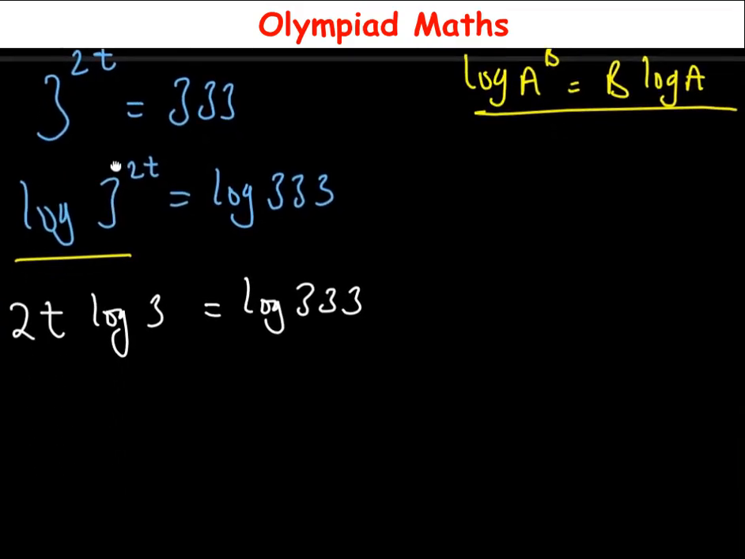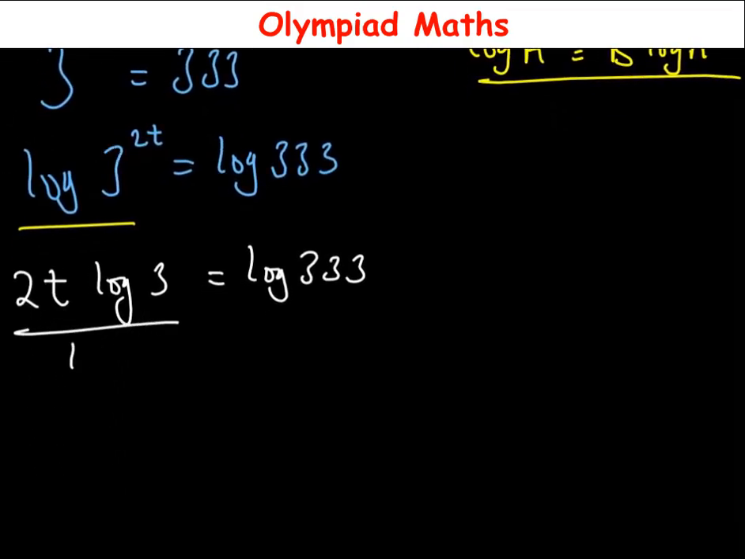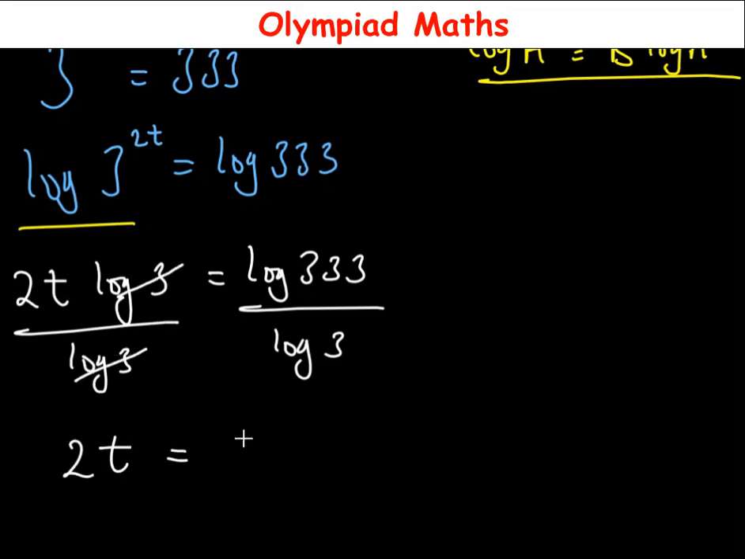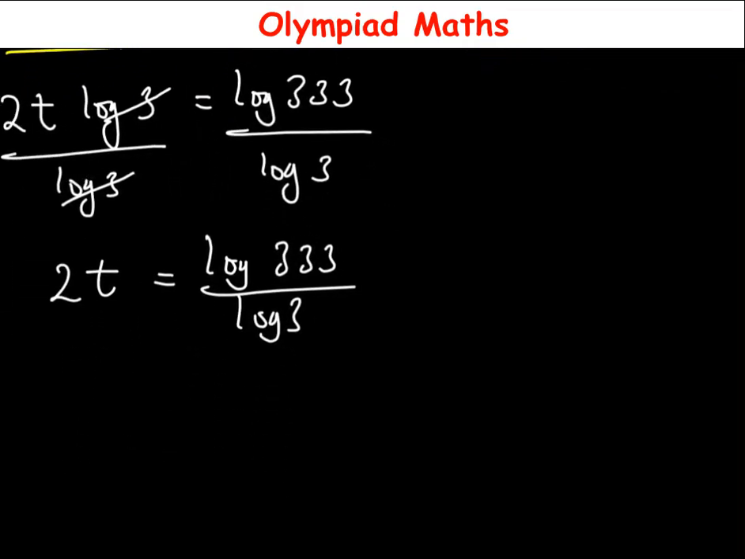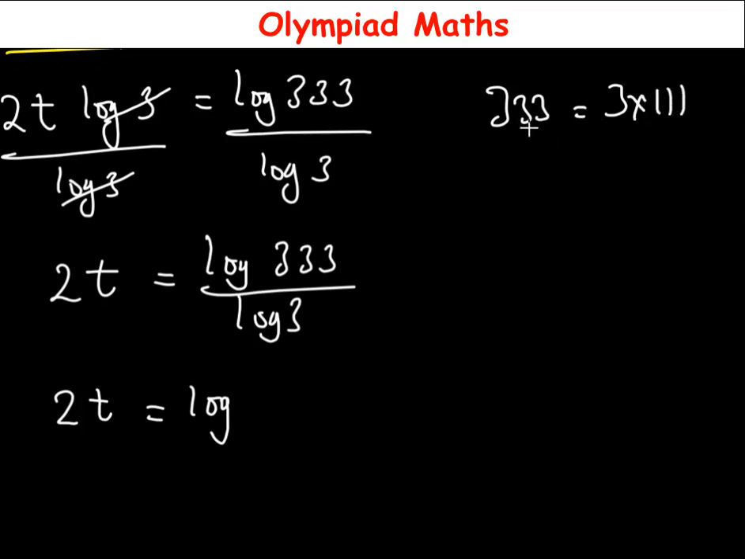At this junction, we'll divide both sides by log 3, over log 3. So log 3 cancels out log 3. We are left with 2t is equal to log 333 over log 3. So with this, we can still simplify. 2t is equal to log, now 333 is equal to 3 times 111. So in place of 333, we can bring in 3 times 111, in brackets, all over logarithm of 3.